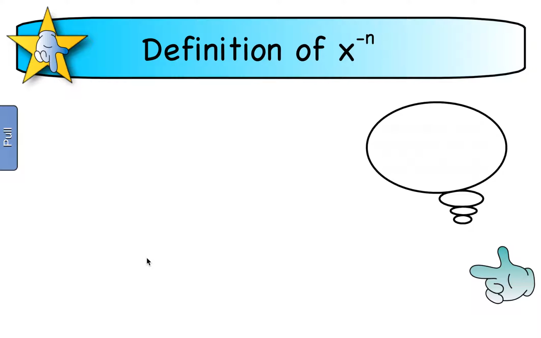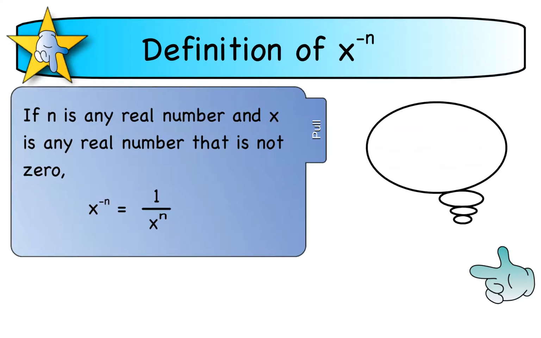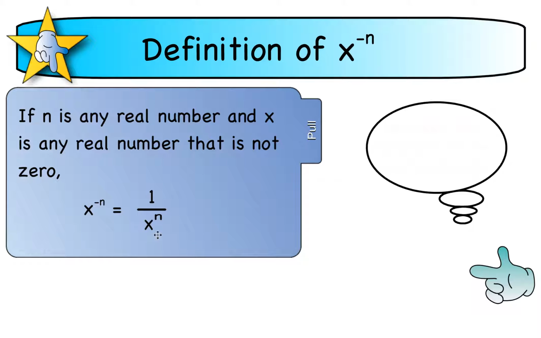So what happens if we have a negative exponent? How do we deal with that? Well, there's a rule for negative exponents that says that if n is a real number, and x is a real number and x can't be 0, then a negative exponent is defined as the reciprocal of that same exponential expression to the positive power. So for example, x to the minus 3 would be 1 over x to the positive 3.